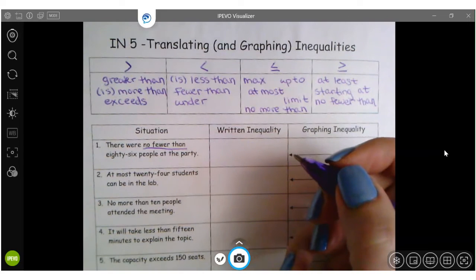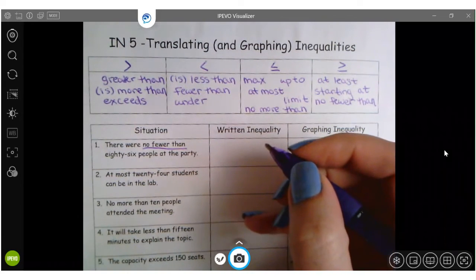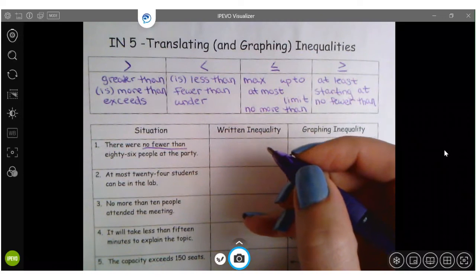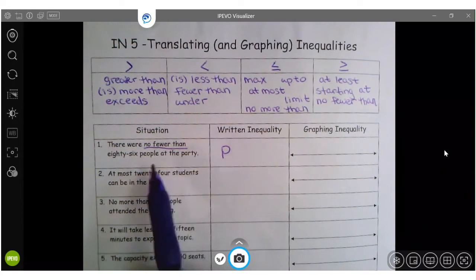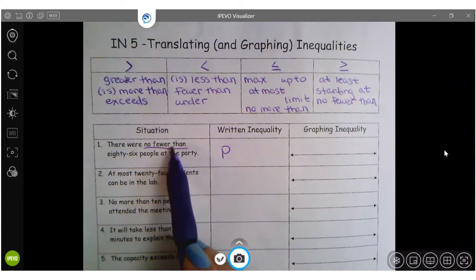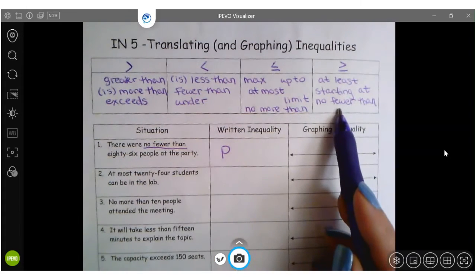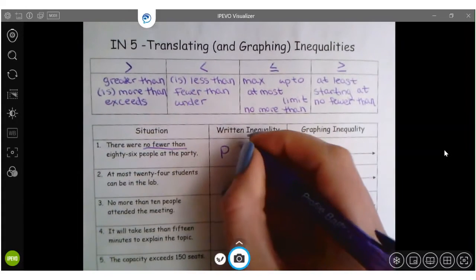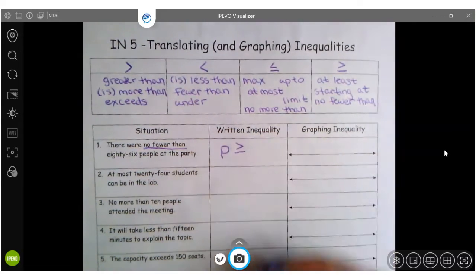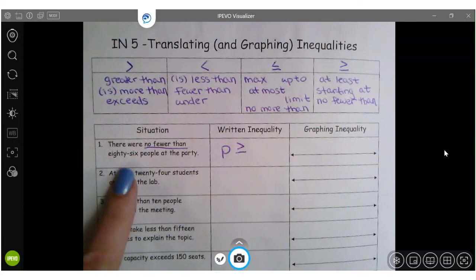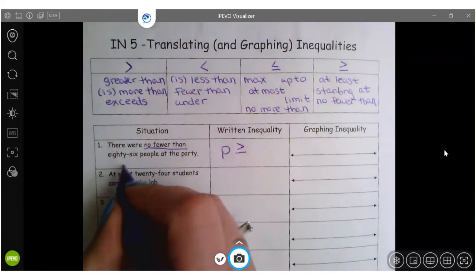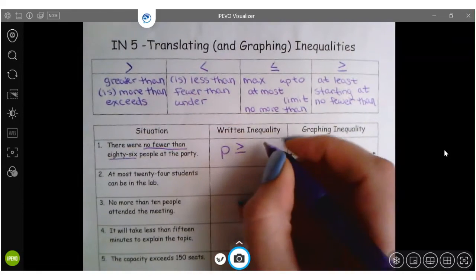Sometimes it helps me figure out the situation a little bit easier if I use a variable that starts with the letter of what we're representing. So P for people. And no fewer than, I see "no fewer than" is up here. It means greater than or equal to, which would make sense because no fewer than 86 people means there could be 86 people, there could be 87 people, but there's not going to be 85 people because there's no fewer than it. So no fewer than, and then 86 is our number.